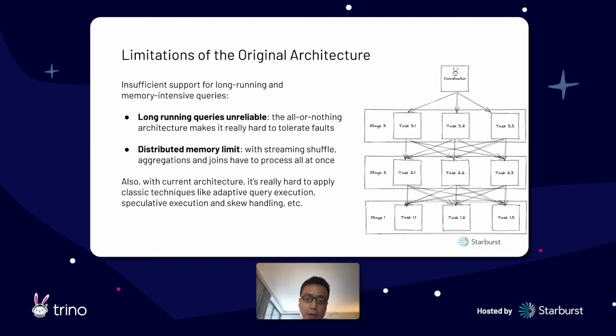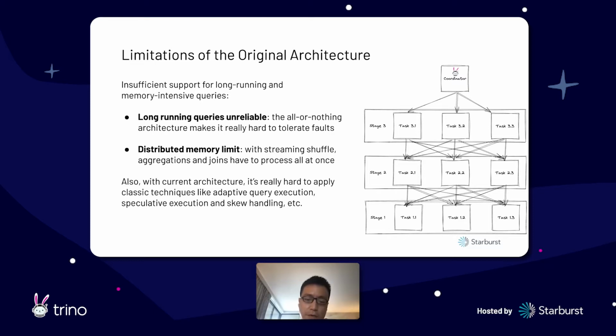Trino is designed for low latency and follows the classic MPP architecture, as the graph shows here. It features in-memory shuffle. Tasks are interconnected, and data is streamed through the task dependency graph with no intermediate checkpointing. The all-or-nothing architecture makes it hard to recover from failures, leading to huge variance of data landing time for long-running queries.